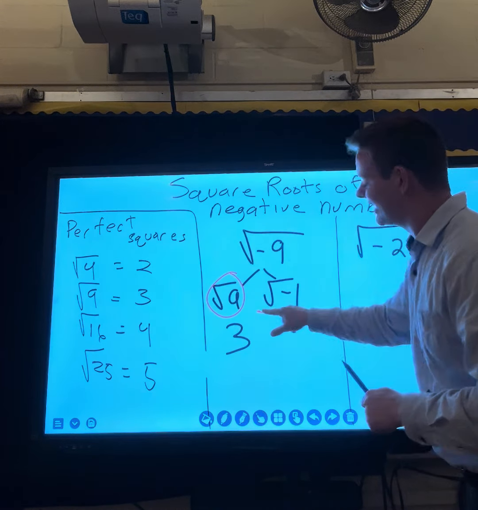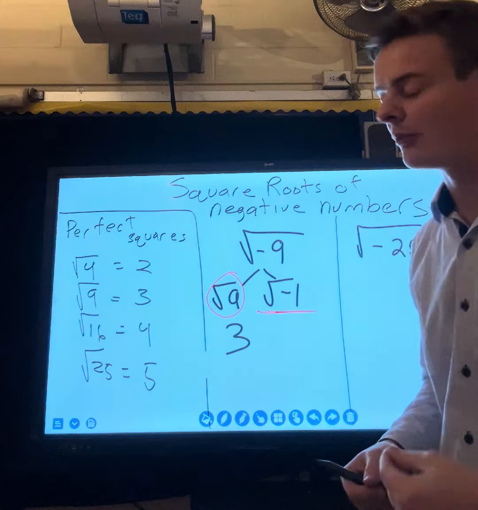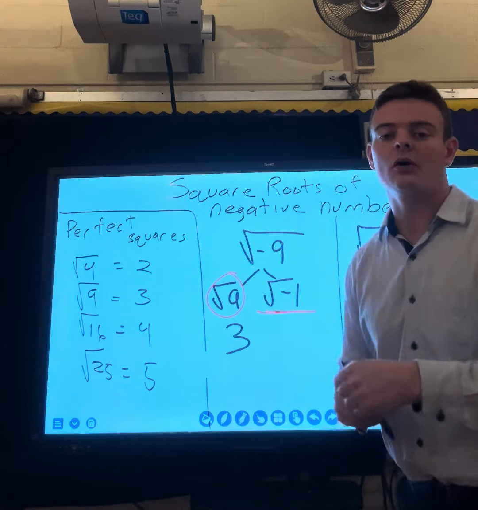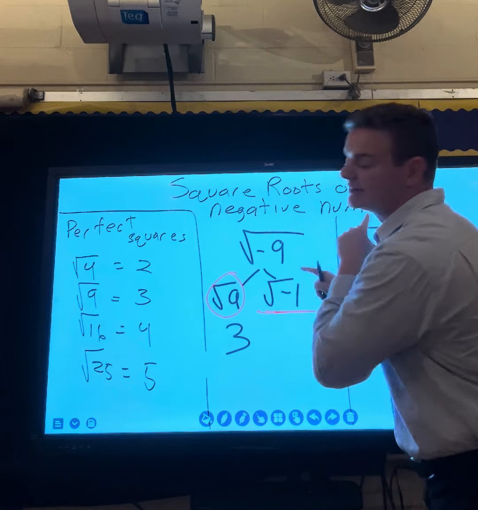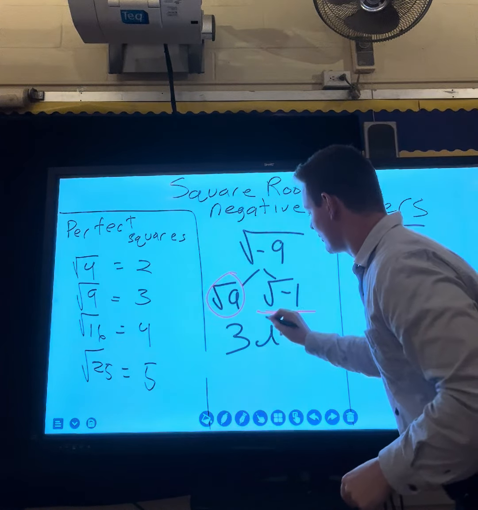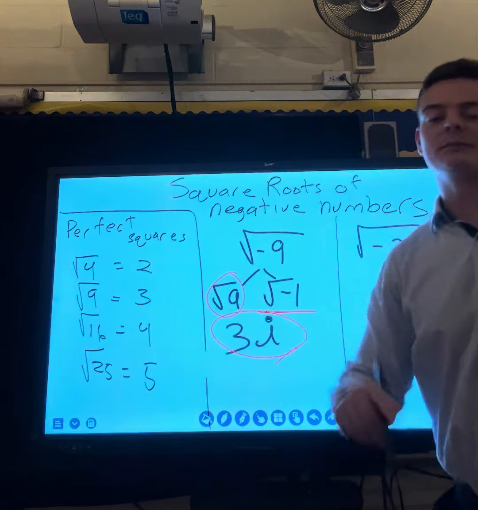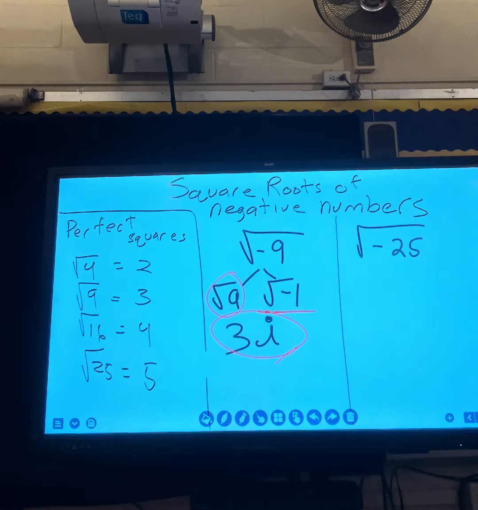And what's kind of nice about the square root of -1 is that I'm going to call this the imaginary number i. So square root of -1, instead of writing that, I'm just going to call that i, and that is my answer. No big deal.